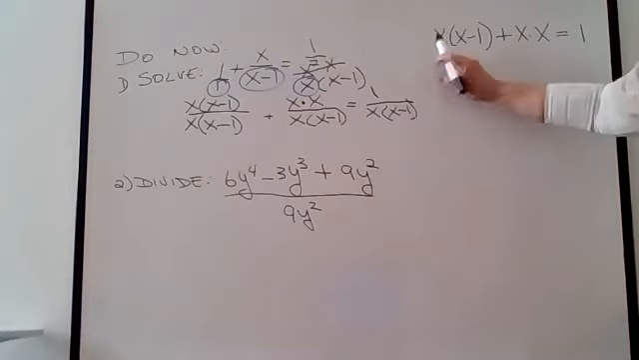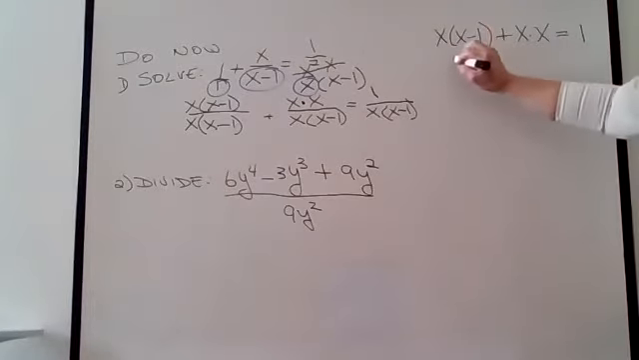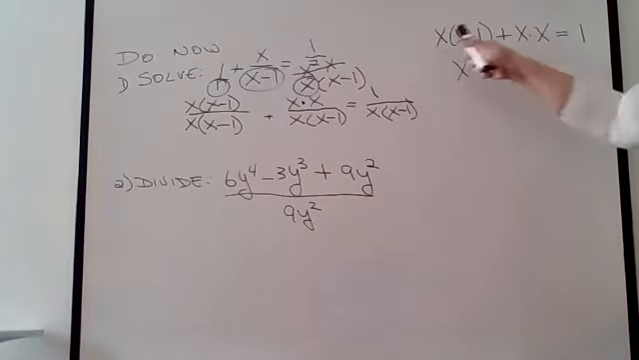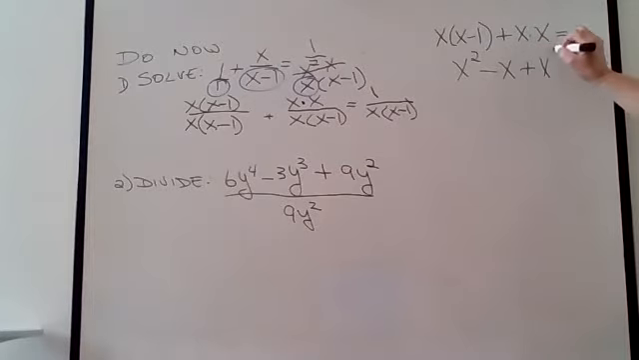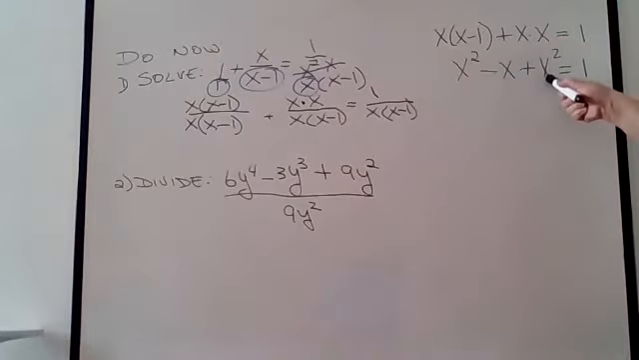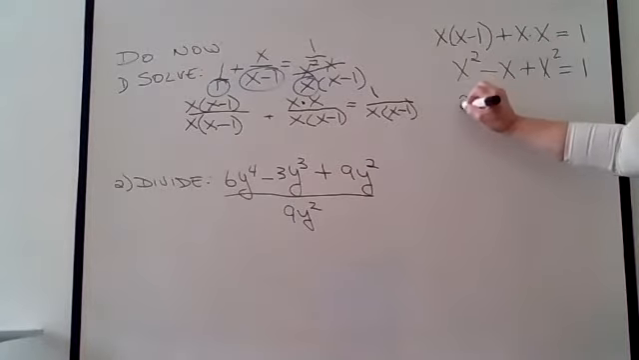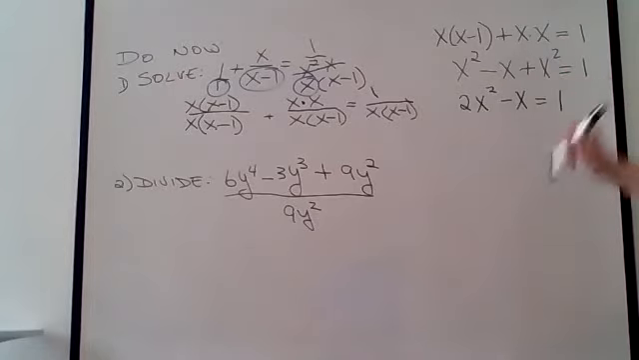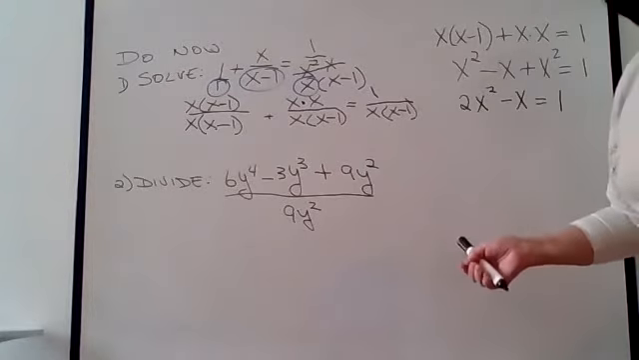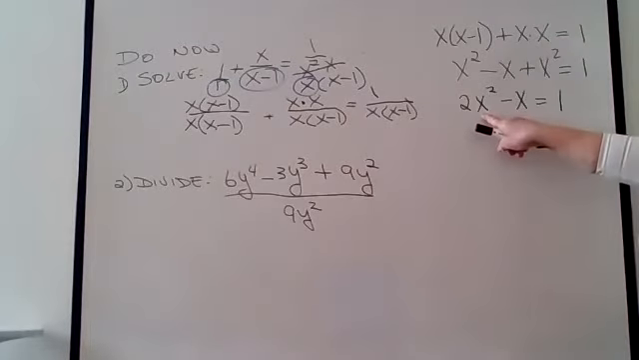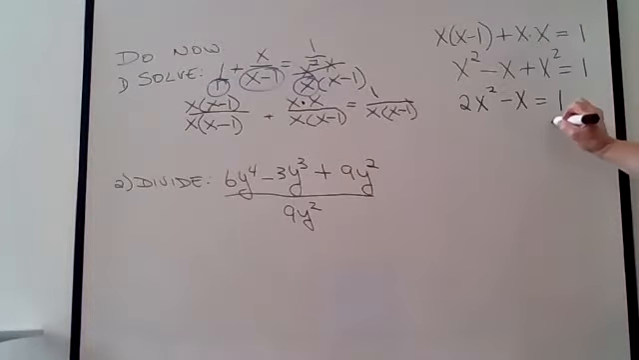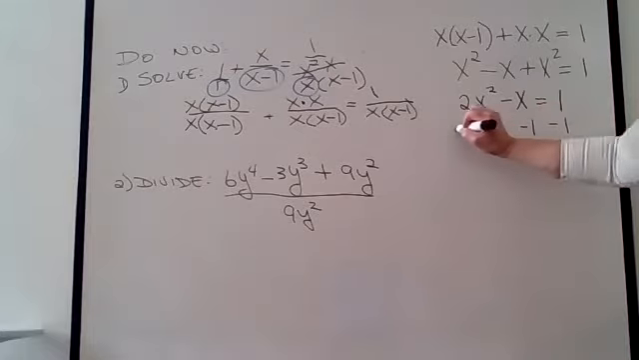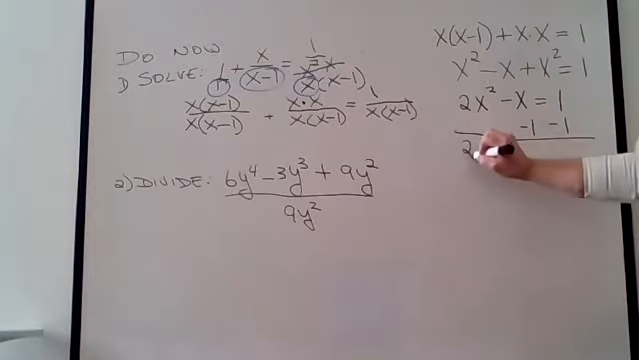I use the distributive property. So this will be x times x is x squared. x times negative 1 is negative x, plus x times x, which is also x squared, equals 1. And when I combine the like terms, the x squared and the x squared give me 2x squared minus x equals 1. It's obviously a quadratic equation because I have this x squared. So I'm going to bring the 1 over to the other side to set it up like a regular quadratic equation.